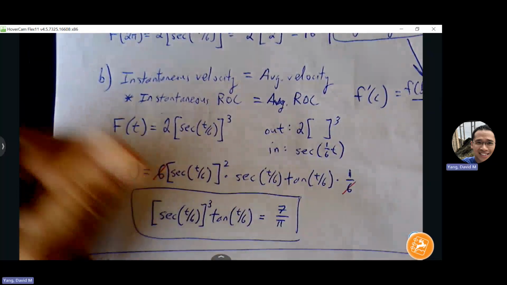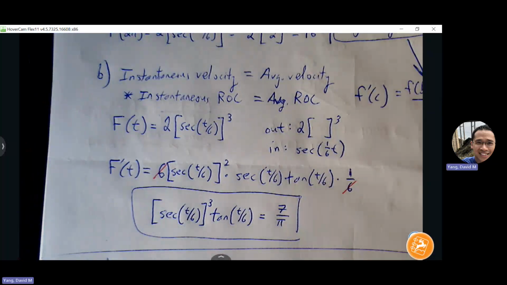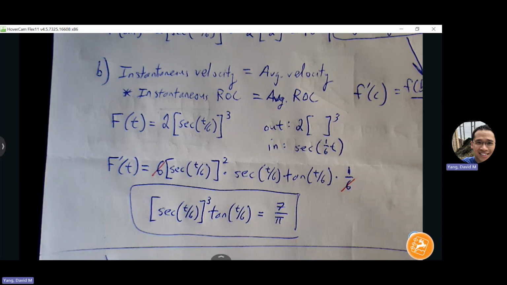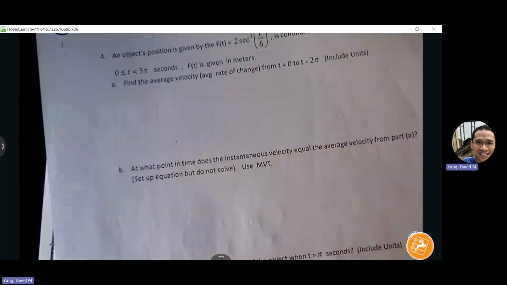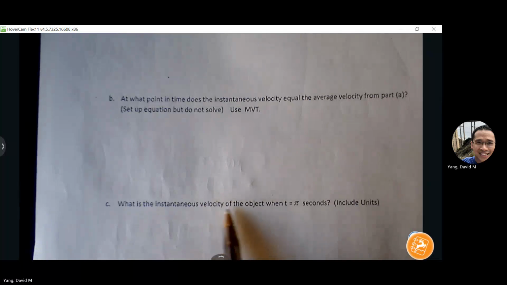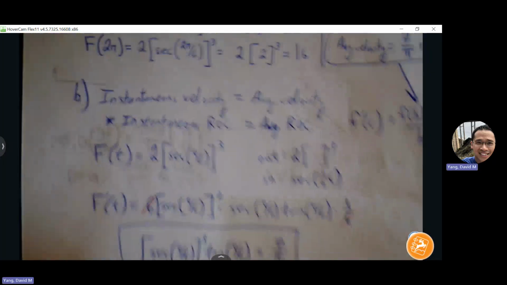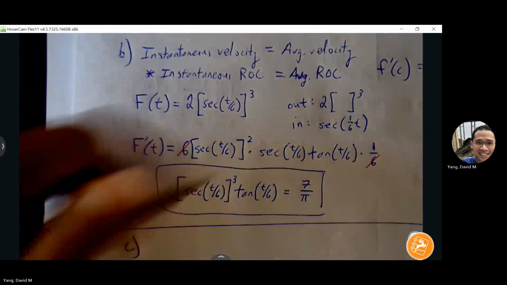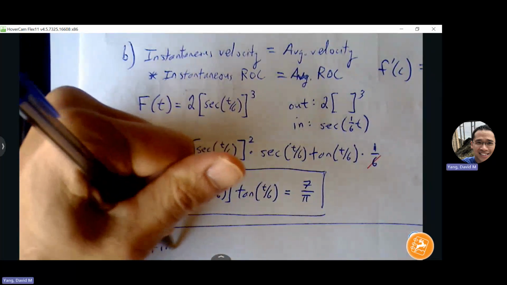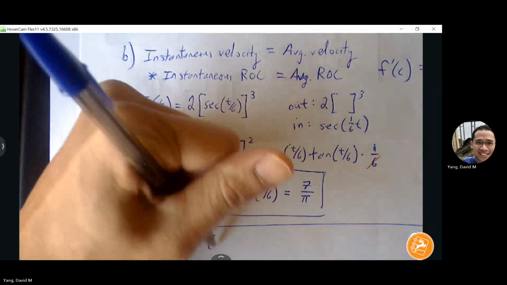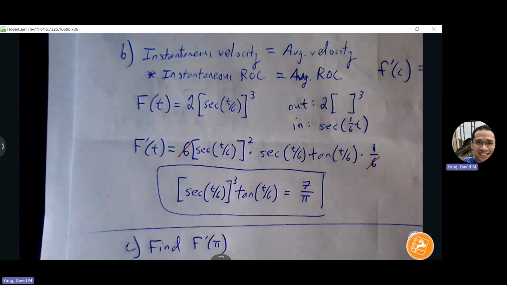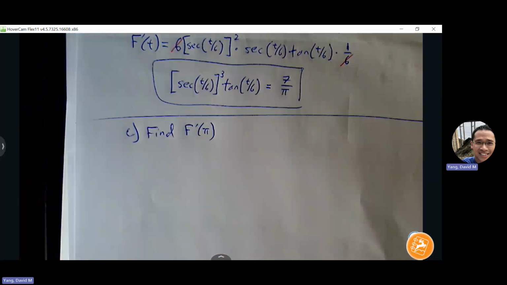Part C says, what is the instantaneous velocity at t equals pi seconds? Okay, what would you do here? Yeah, just plug pi into f prime, right? F prime is the velocity function. So basically just finding f prime of pi. Yes, we can basically practice our unit circle knowledge here.